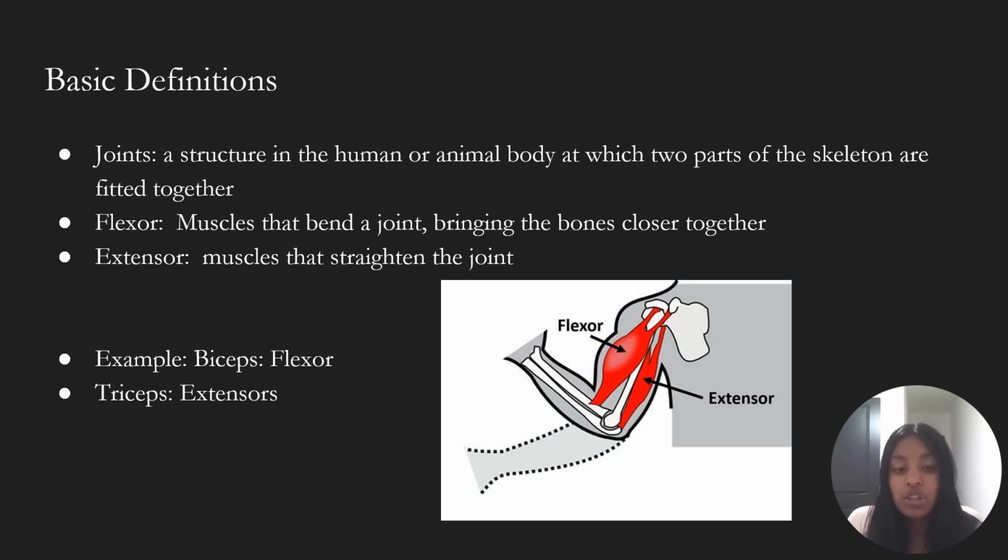And extensors are the muscles that straighten the joint. In this image below, the flexor is the bicep and the extensor is the tricep. So as you can see, the flexor is bringing the two bones closer together.